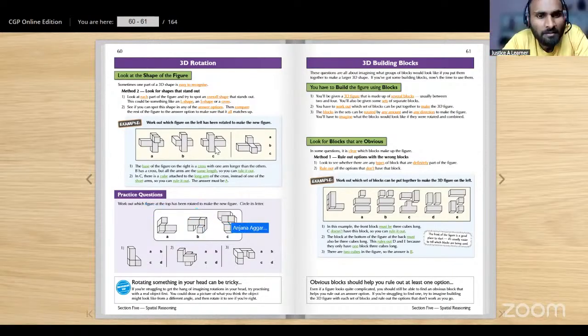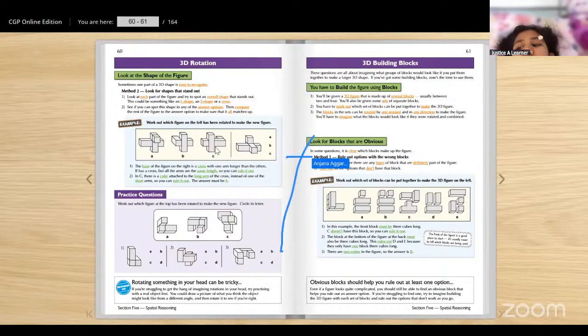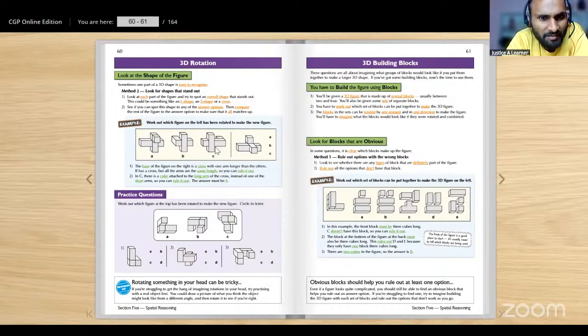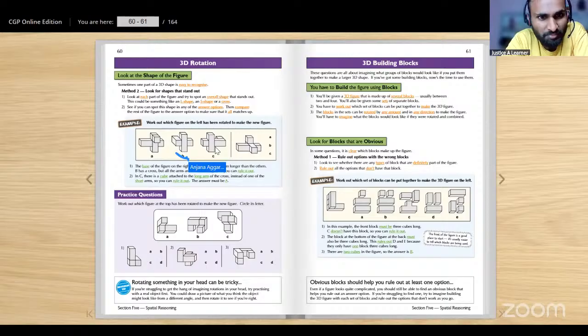Okay, let me just elaborate once again. First statement we must remember in each case. What is the first statement? It says the base on the right side has one arm longer than the others. Is that true? Yep. And B has a cross, but all the arms are the same length. It is fine. That has been eliminated. Till there you understood.